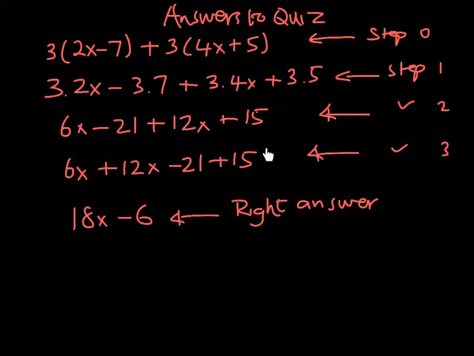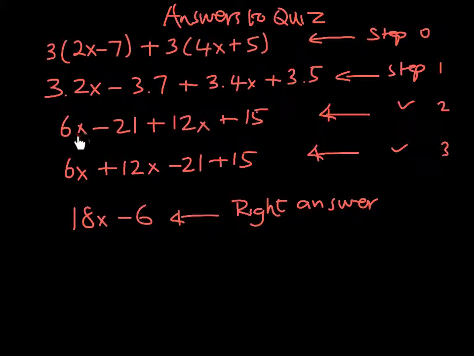So here, the first one is 3 into 2x minus 7 plus 3 into 4x plus 5. Okay, so you remember you want to distribute whatever is outside the bracket to the contents of the bracket. So the first step is you expand. So 3 times 2x minus 3 times 7 plus 3 times 4x plus 3 times 5.